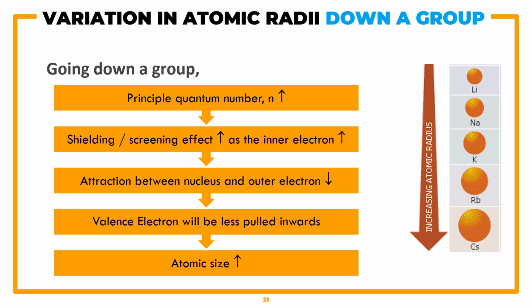Again, apabila principal quantum number n increases, number of electrons di dalam inner orbital akan semakin bertambah. So ini akan menjadikan shielding effect akan semakin bertambah. Bila shielding effect bertambah, inner electron akan melindungi outer electron dengan lebih efektif. So dengan itu, attraction between nucleus and outer electron or valence electron will be decreases. Okay, itu akan menjadikan valence electron kurang tertarik ke arah nucleus dan ini akan menjadikan atomic size will be increases.